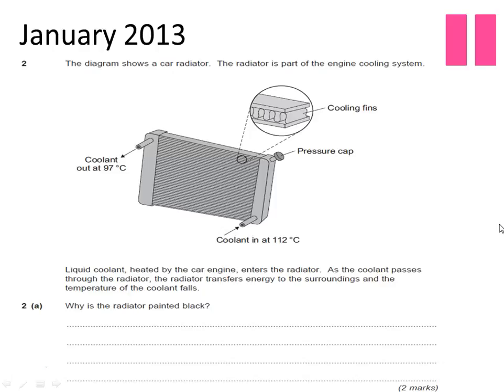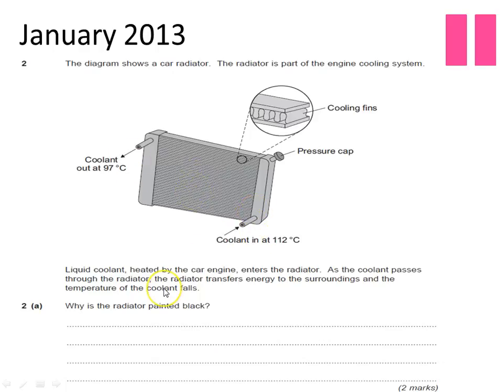This is an exam question that came up in January 2013. So it gives you a picture here. It says that the diagram shows a car radiator. The radiator is part of the engine's cooling system. Okay, so a big hint there. It then shows you a more in-depth picture that it has some cooling fins. And it says the coolant goes in at 112 degrees centigrade and it comes out at 97. So it's actually lost some temperature there.